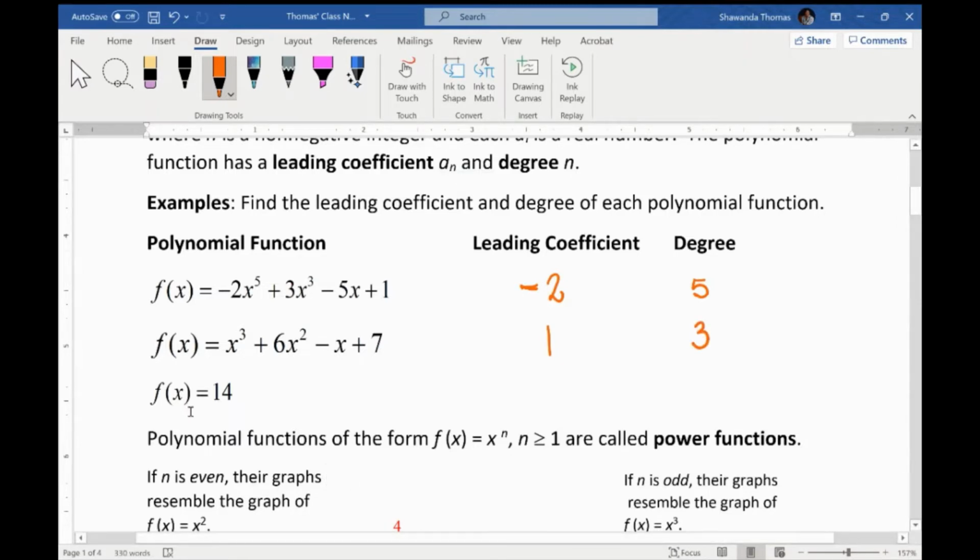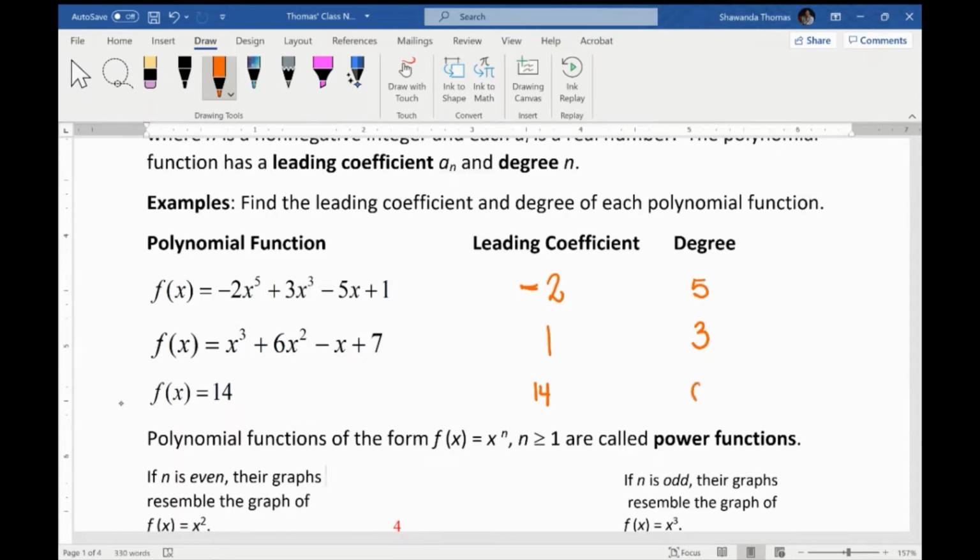What about this last one, the funny looking one? f of x equals 14. That's a constant. Very good. What's the leading coefficient? 14. Must be 14. All right, what's the degree? That's the tricky part. Is it 14x to the 1 power? No, ma'am. So the degree is 0?